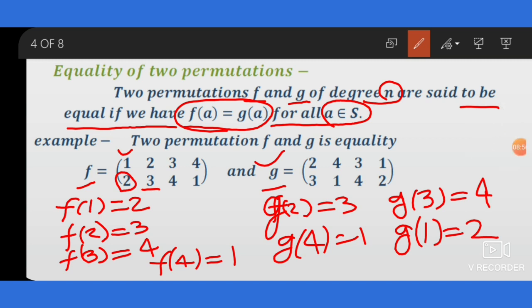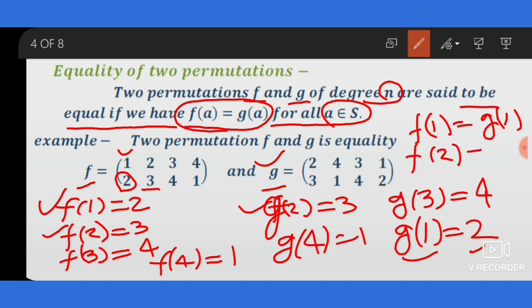F and g, both permutations, have the same images. Then f(1) equal to 2 and g(1) equal to 2, so f(1) equal to g(1). Similarly, f(2) equal to 3 and g(2) equal to 3, so f(2) equal to g(2).